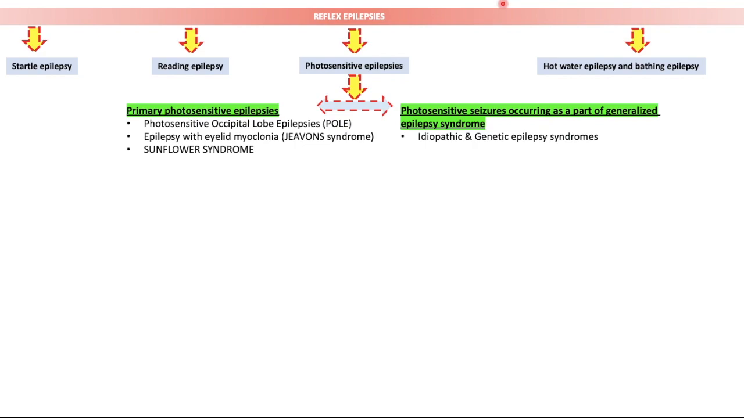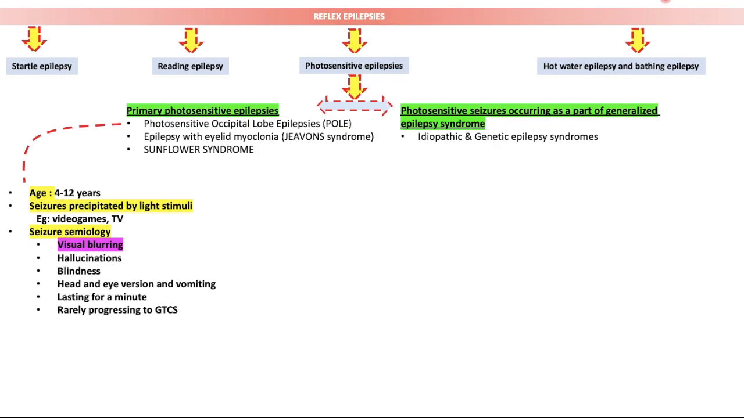So as I told, there are three different types of primary photosensitive epilepsies. One is the photosensitive occipital lobe epilepsy. Then we have epilepsy with eyelid myoclonia, also called as Jeavons syndrome. Then the third one is sunflower syndrome. Let us see photosensitive occipital lobe epilepsies first. Classically, it is seen in the age group of 4 to 12 years, and seizures are precipitated by light stimuli like video games and TV screen exposure.